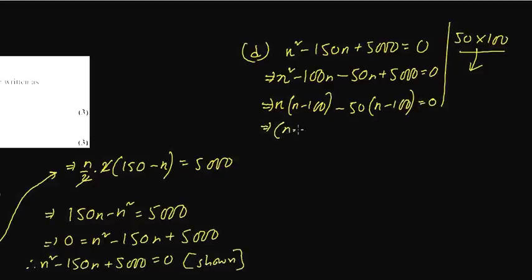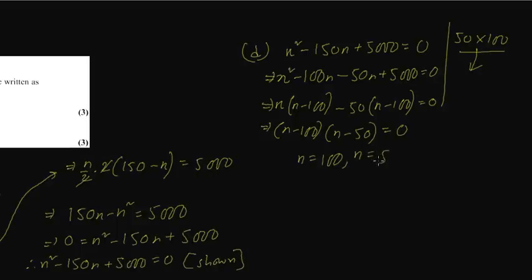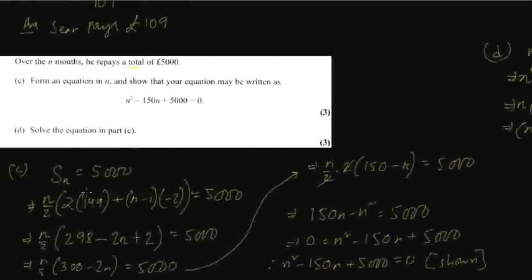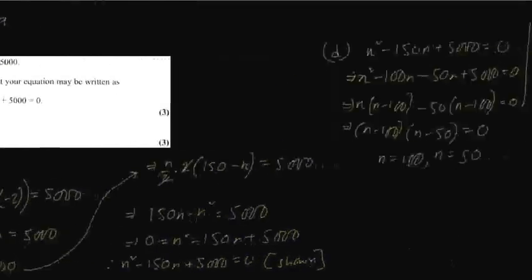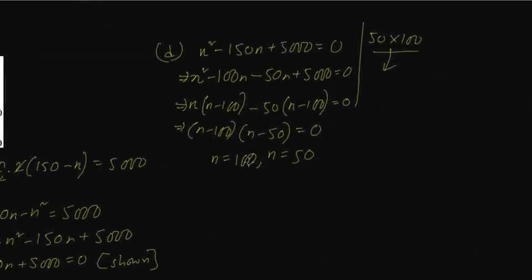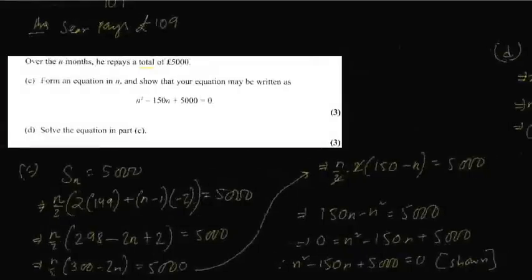So n minus 100, n minus 50 equals 0. Now we have two values of n: n equals 100, n equals 50. Now sometimes they say write down the value, so let me check whether it says solve or write down the value. Solve the equation. That means whatever value it is, that is acceptable. So we have two values of n, 100 and the other one is 50. So done. The next one.